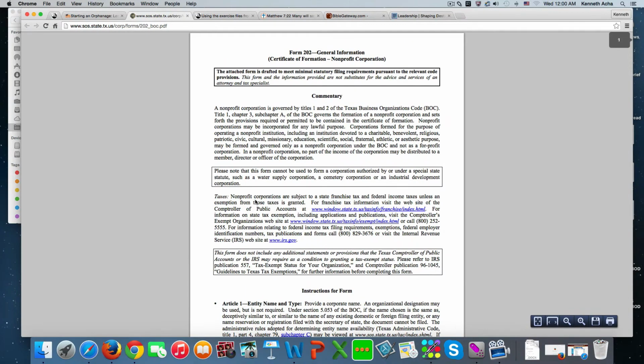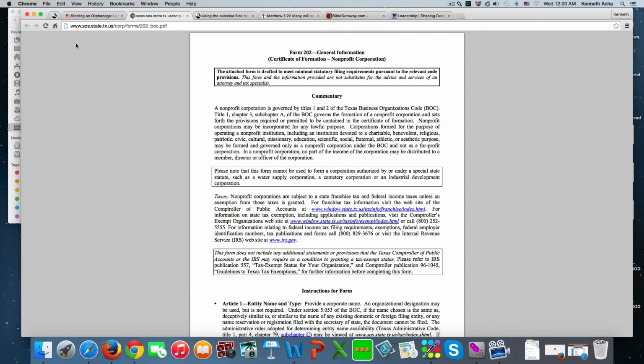Okay, so I'm going to go through that form right now and basically show you how to start it. Okay, let's get right into it. I have form 202. It's going to be different in every state. The name of the form is going to be different, and the process is going to be the same, even outside of the US. It will be different, but you have to file these articles of incorporation, also called certificate of formation, to be able to actually register your nonprofit and make it official.